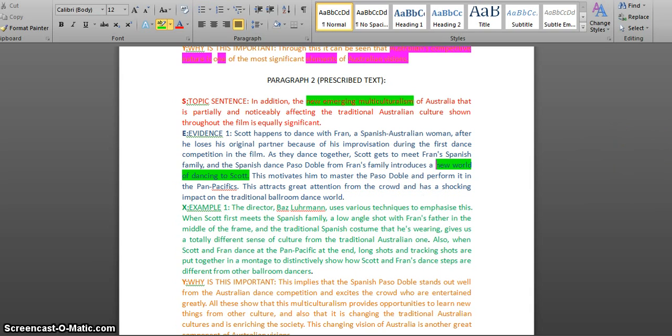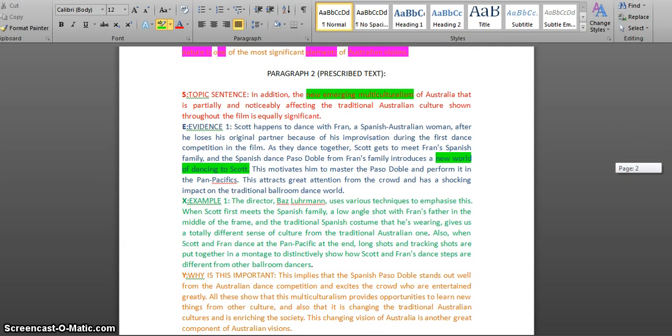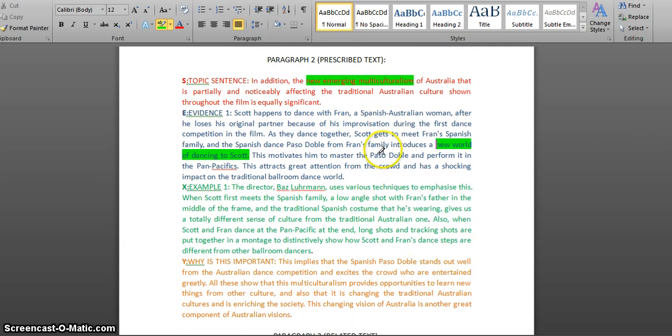Okay, so that's a bit of a long piece of evidence, but he's relating that to multiculturalism, how Scott's experience of Fran's family actually has added some value to his own dancing. Now, the example is the director Baz Luhrmann uses various techniques to emphasize this. So he's going to talk about various things. I don't think that's the right color, but anyway.